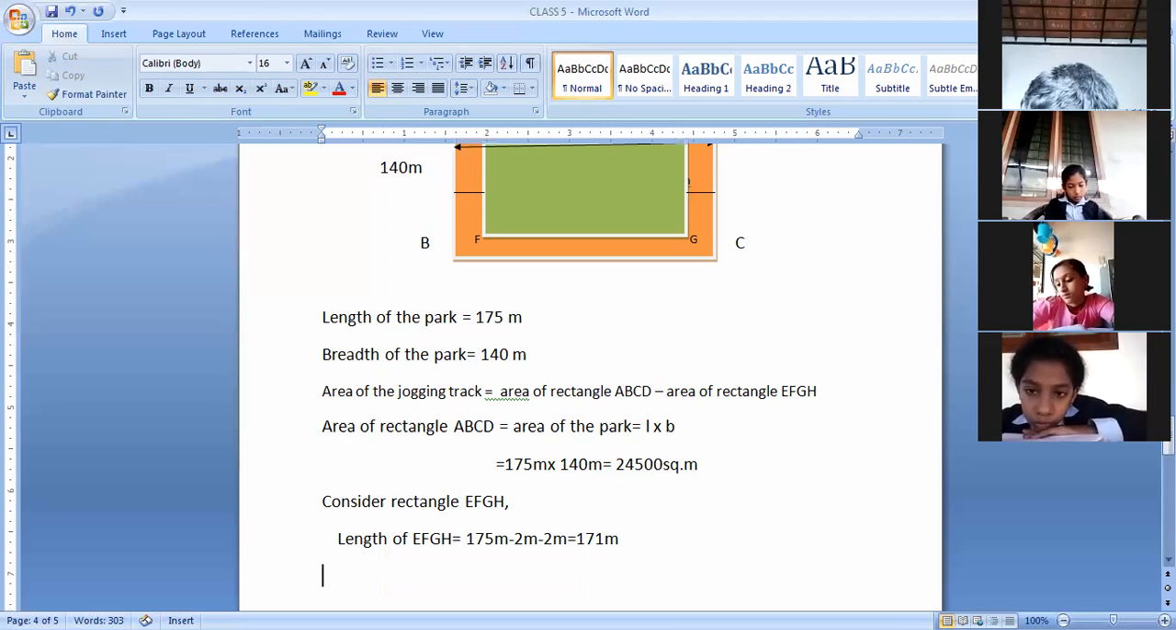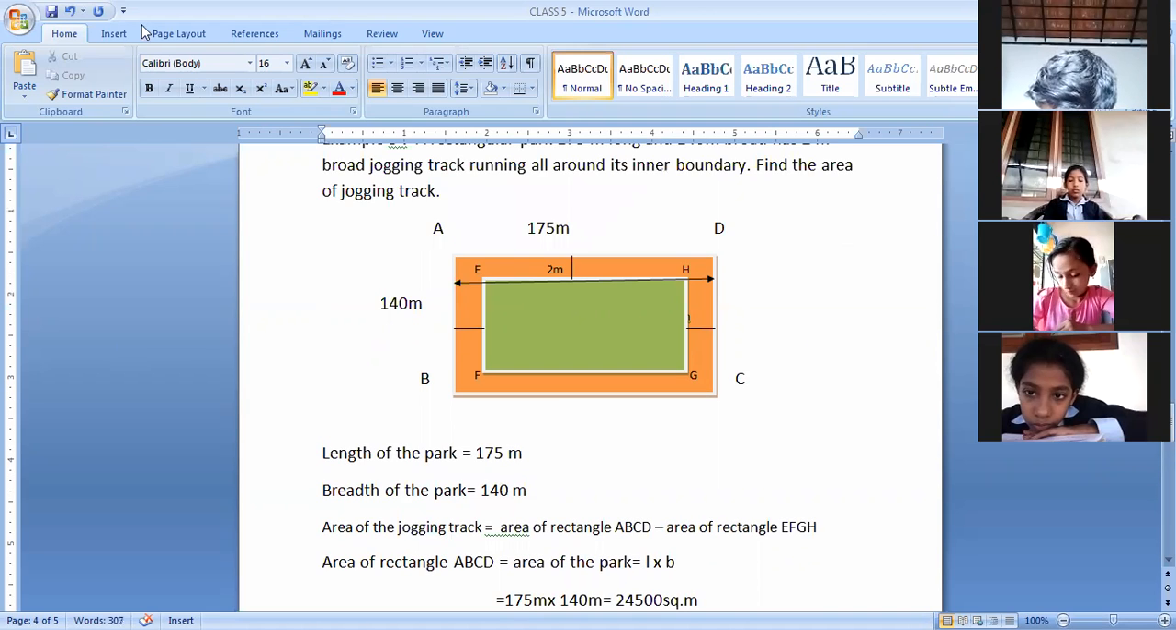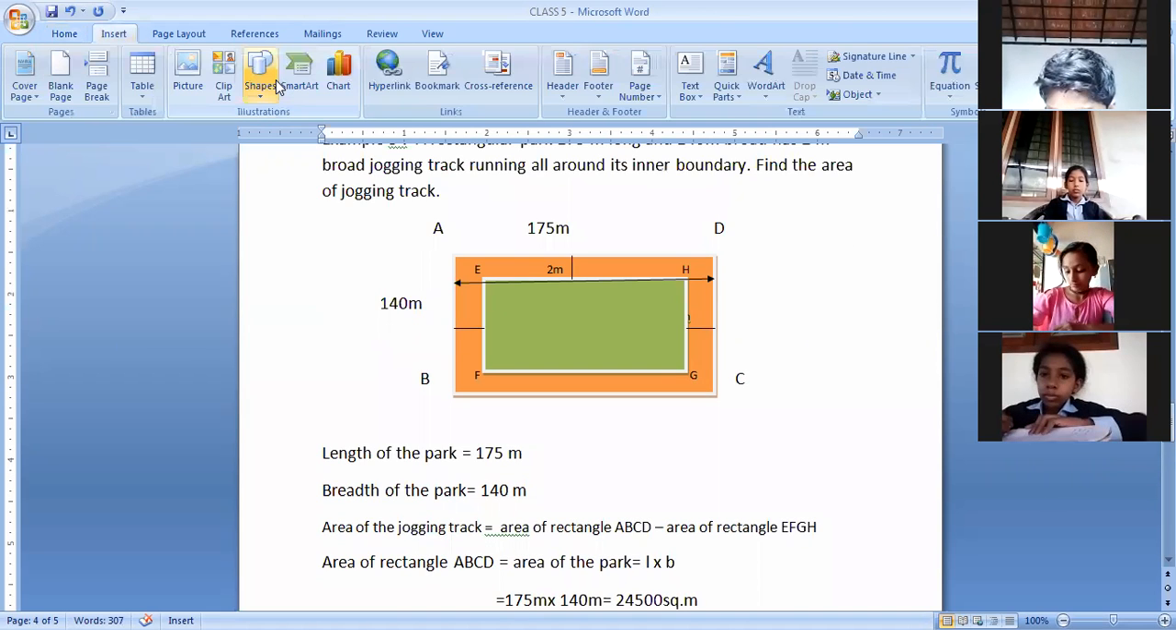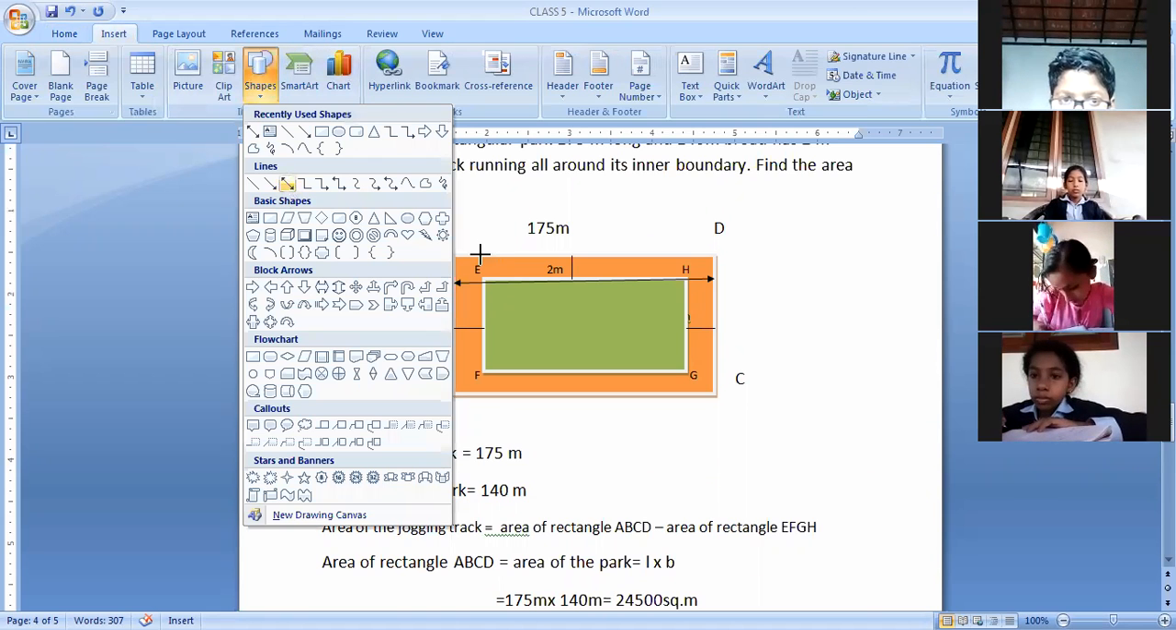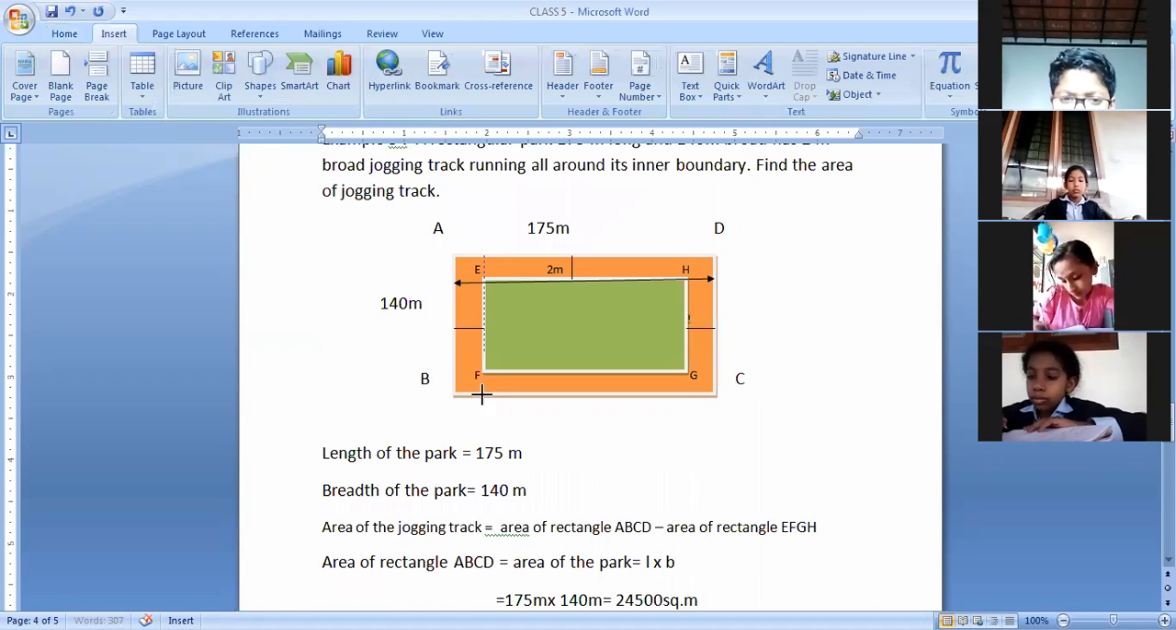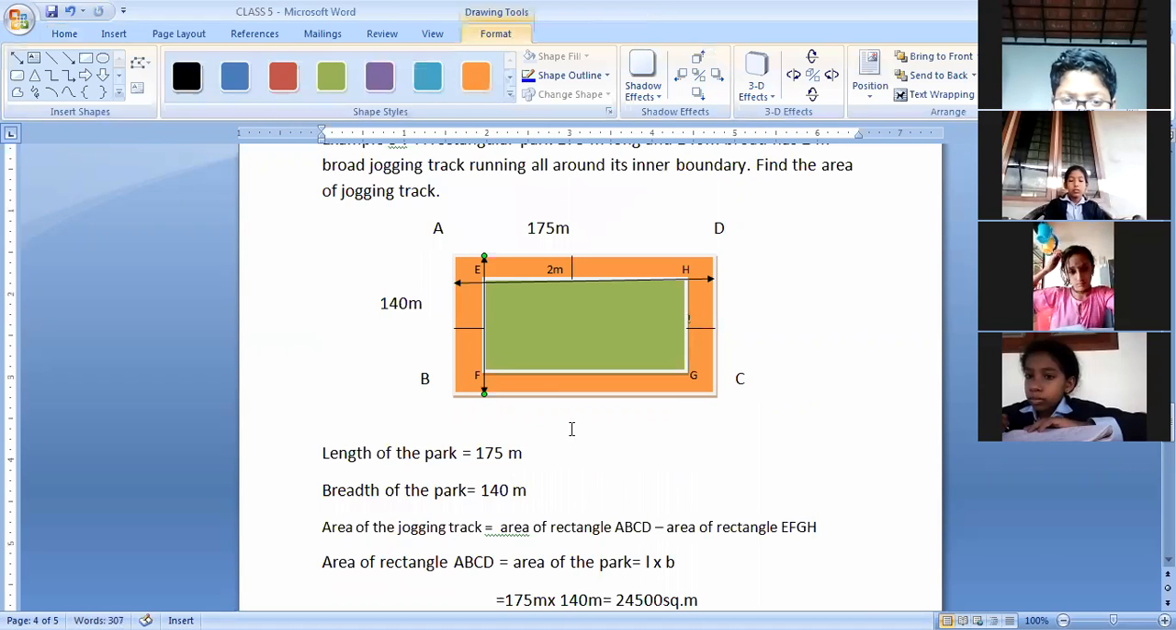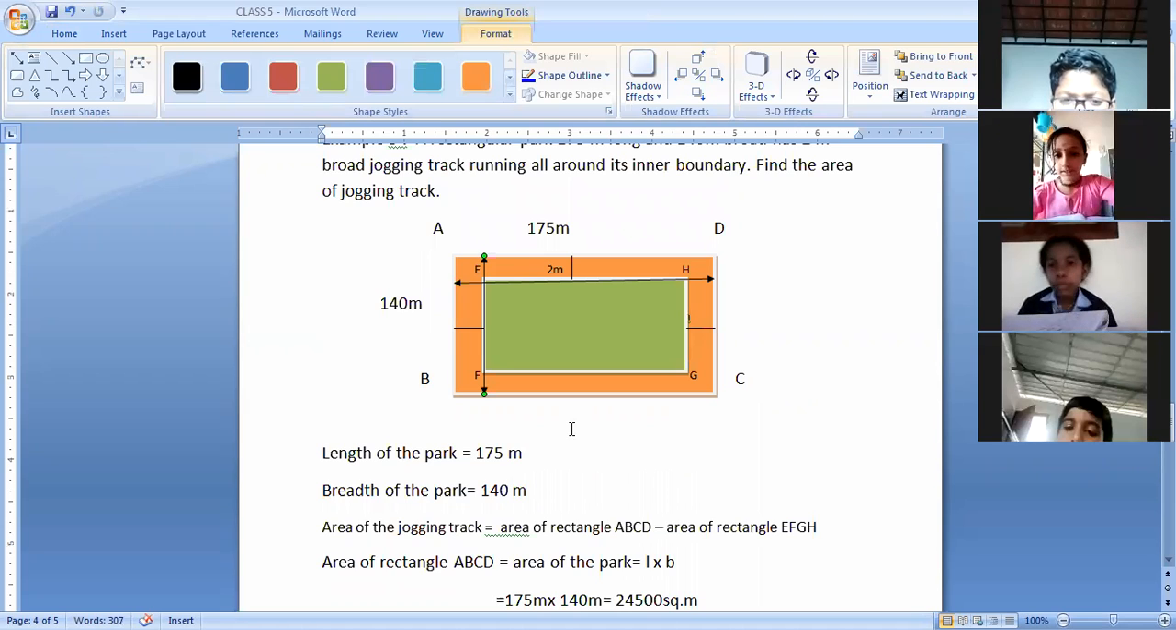So this is the length of the rectangle EFGH. Now we need to find the breadth in the same method. We have to find the breadth of the rectangle EFGH. For that, we can use the same method. First we have to consider this length. Which length? Here, this length. Tell me this length. 140. That is 140 meter.